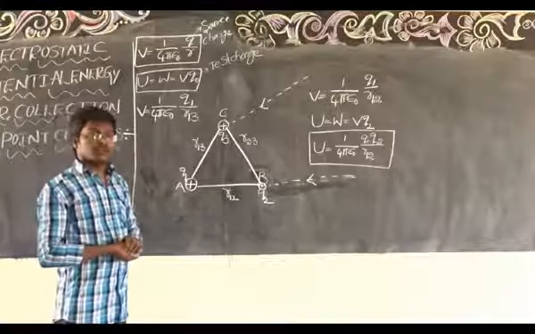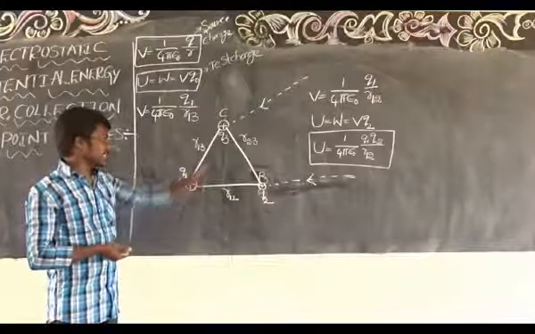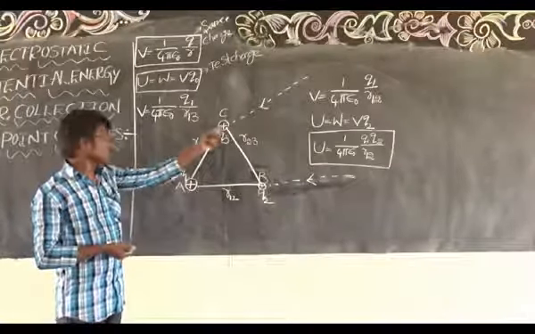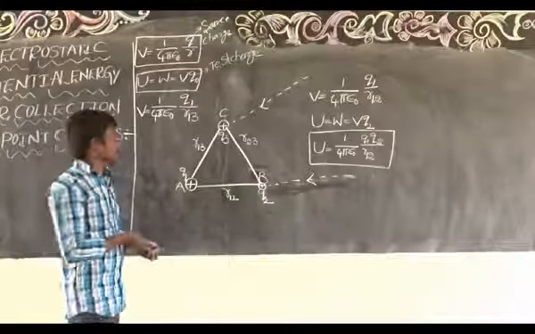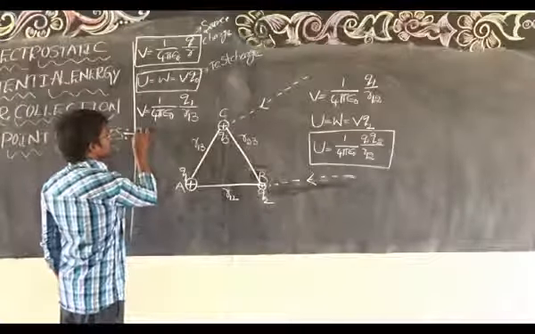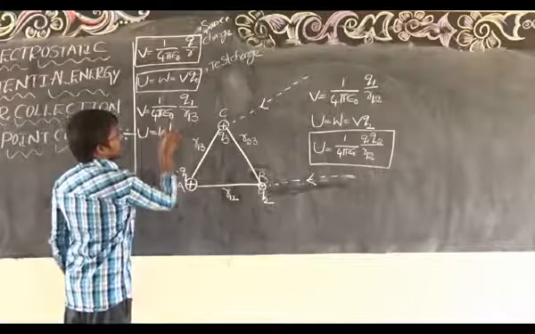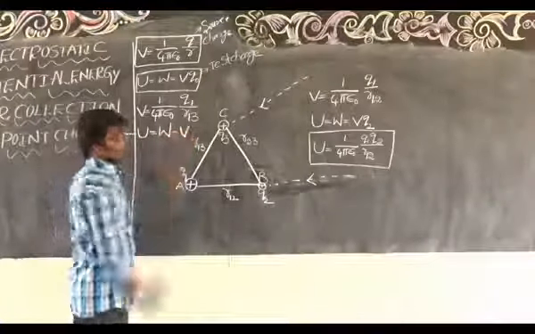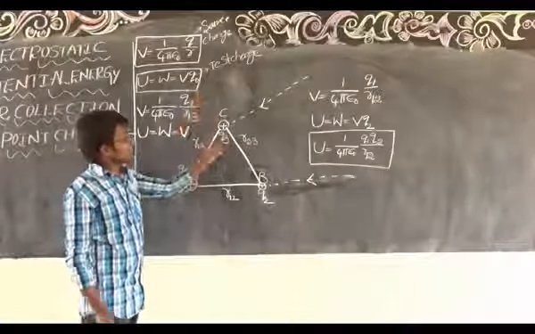Now we have to find electrostatic potential energy at a point C due to Q1. Electrostatic potential energy formula what? U is equal to, work done is equal to V into test charge. What is the test charge here? Q3.